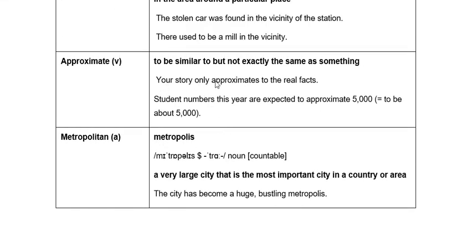Your story only approximates to the real facts. Student numbers this year are expected to approximate 5,000, to be about 5,000. So this word you can use in your writing task 1. Often you will write that student numbers this year are expected to be approximately 5,000. But now when you know this word already, you can change the part of speech of the word to use it in a more advanced manner. You can say student numbers are expected to approximate 5,000.